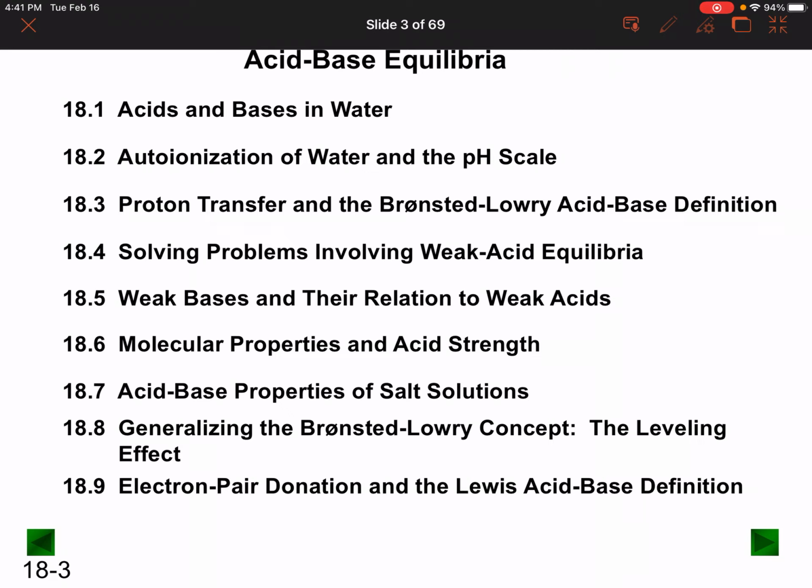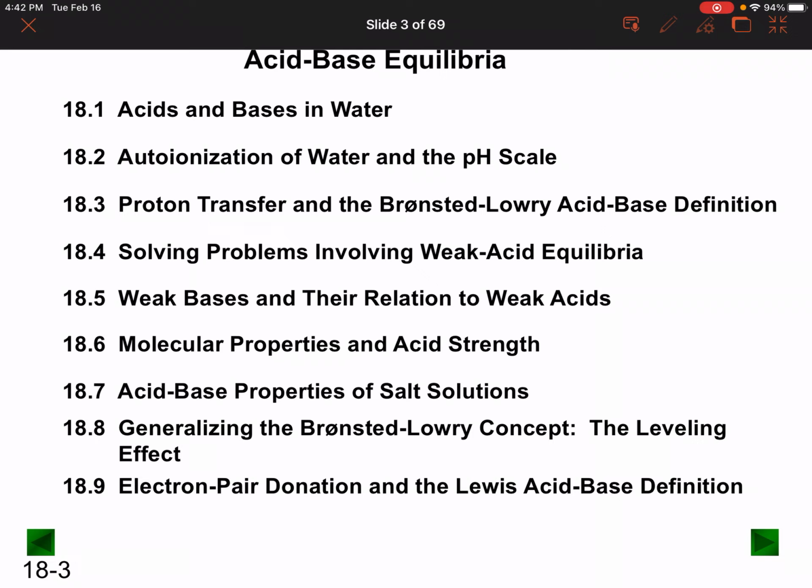We're gonna learn the behavior of acids and bases in water, and autoionization of water and the pH scale, proton transfer and the Bronsted-Lowry acid-base definition, solving problems involving weak acid equilibria, weak bases and their relation to weak acids, molecular properties and acid strength, acid-base properties of salt solutions, and generalizing the Bronsted-Lowry concept, which is called the leveling effect, and electron pair donation and the Lewis acid-base definition.